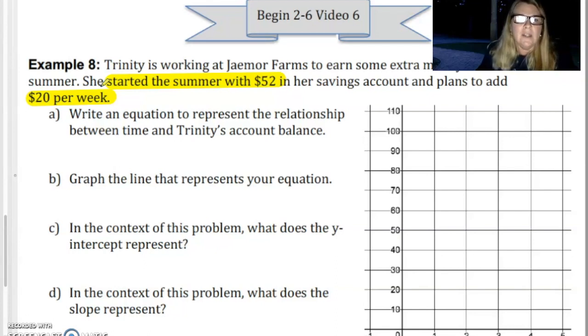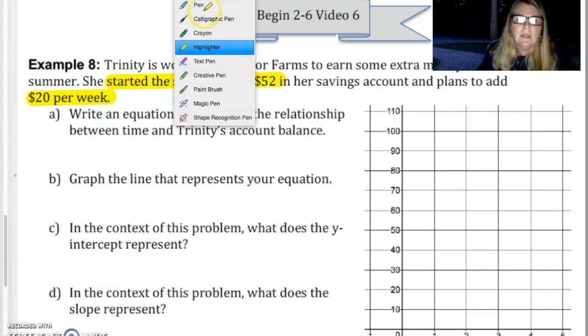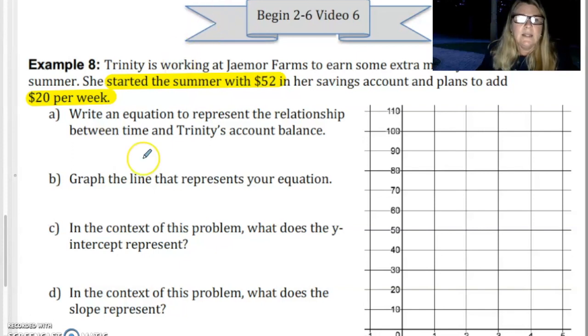If we're going to write our equation, it says write an equation to represent the relationship between time and Trinity's account balance. So I'm going to let Y be the balance, and we'll let X be the time.